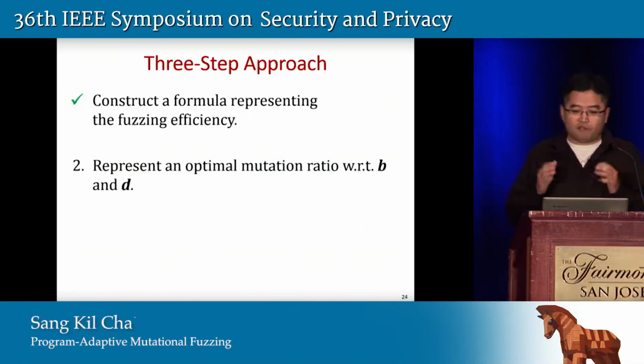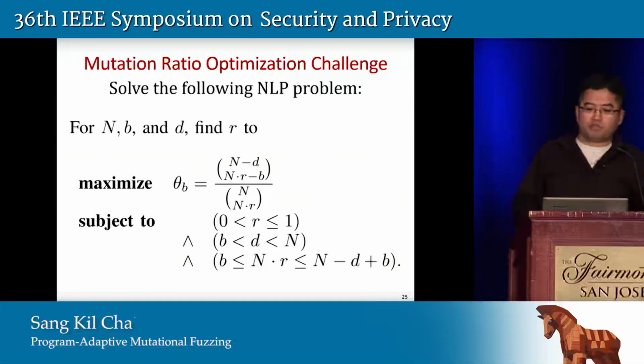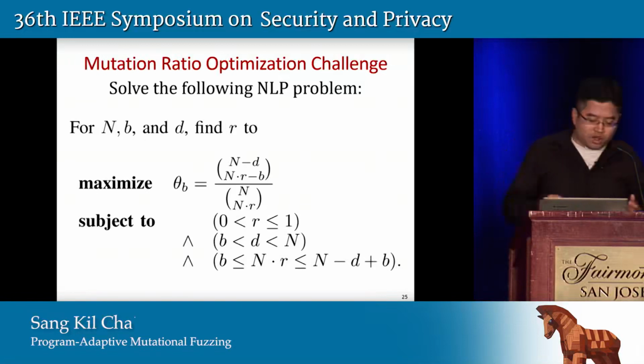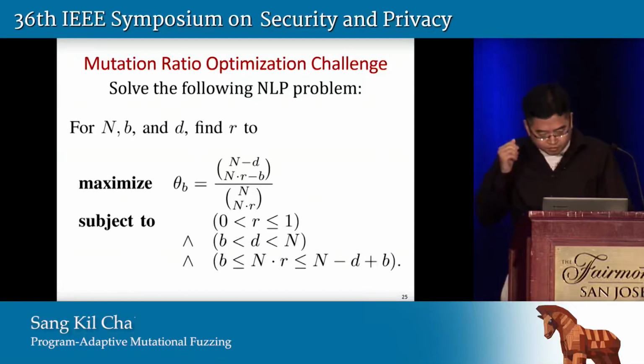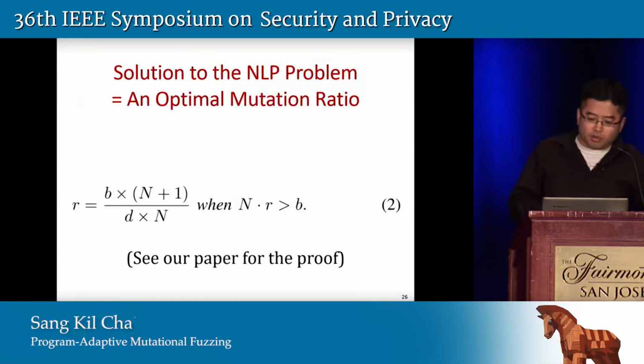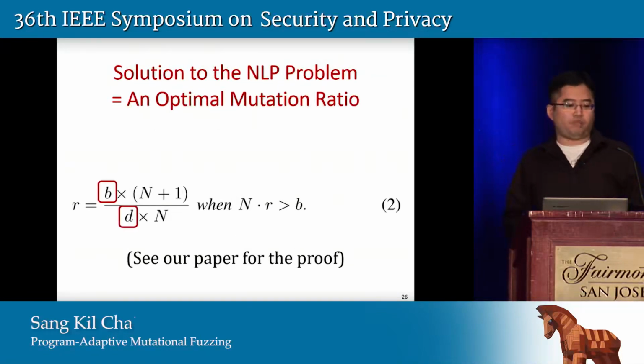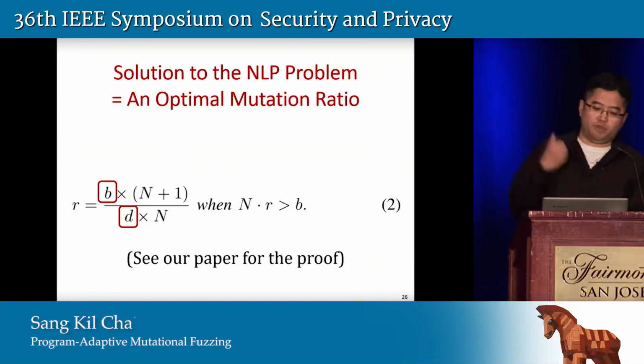Now that we formulated the fuzzing efficiency, we need to perform the second step, which is to represent an optimal mutation ratio with respect to b and d. In fact, we can achieve this by modeling the problem as an NLP, nonlinear programming problem, where the goal is to maximize the fuzzing efficiency subject to some reality constraints. And by solving this NLP problem, we can derive the following formula representing an optimal mutation ratio r with respect to b, d, and n. And since n is known from the seed, we only need to estimate the value of b and d.